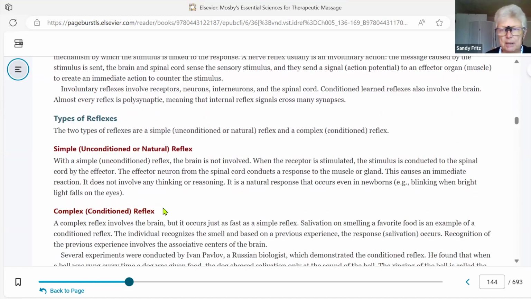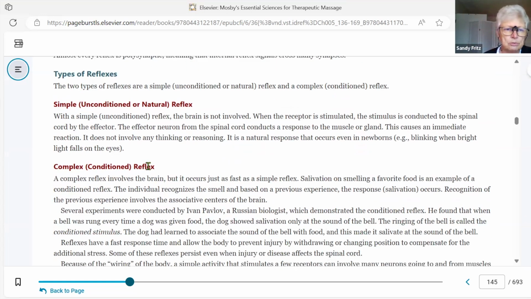Most are complex. Some are simple, and you've seen examples where somebody will take a little hammer and hit just below the patella at the knee, and the leg will pop out. These types of reflexes are what you're pre-programmed with when you're born. You already have all these.